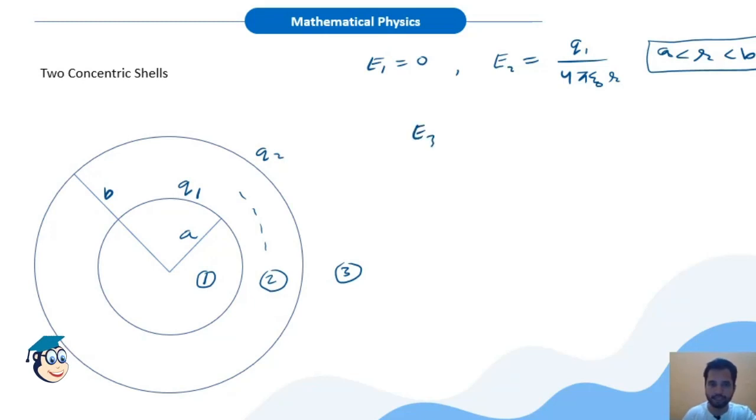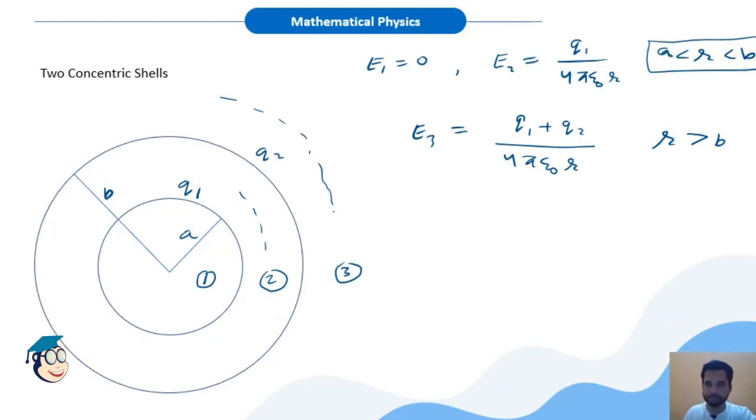Similarly, for E3 we will draw a Gaussian surface in this region, a complete sphere. I am not drawing that sphere, and E3 in the third region will become equal to Q1 plus Q2 divided by 4 pi epsilon naught r squared, where r is greater than b. Okay, why Q1 plus Q2? Because for this Gaussian surface you have to draw a closed surface. I am not drawing this. The charge enclosed inside would be Q1 plus Q2. That's why you will get something like this.